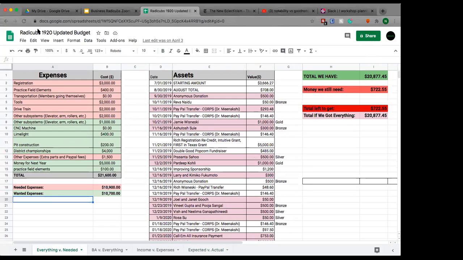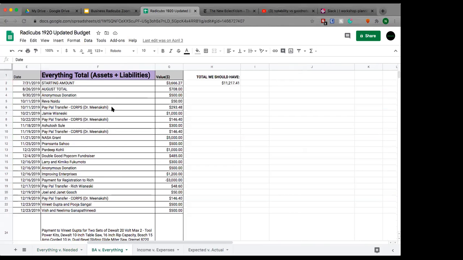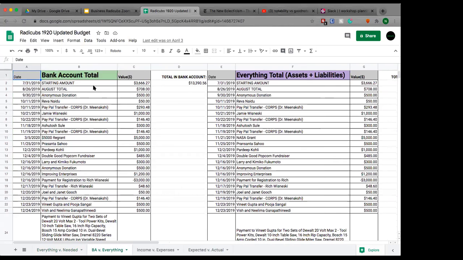So this year, we ended up making $20,877. So we were at a loss. We needed $722 more to reach our goal of $21,600, but otherwise we were pretty close. So we know how much we've gained was very close to what our budget said we needed. And the next thing we have is bank account versus total.